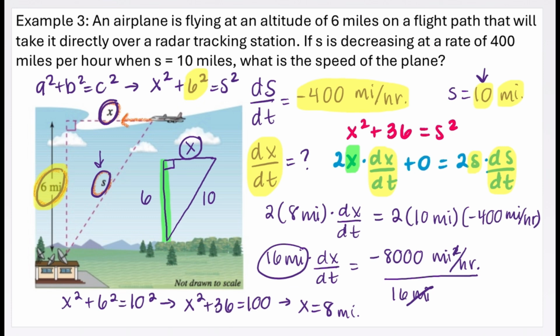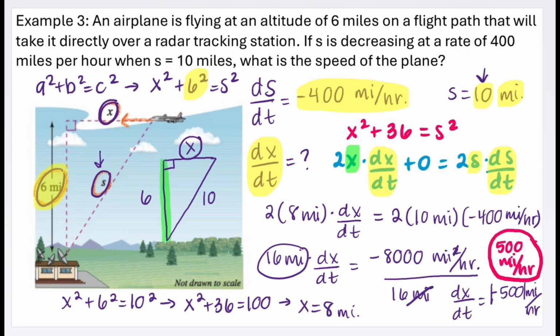So dx/dt equals negative 500 miles per hour, which means the speed is actually going to be the absolute value of that. So what is the speed of the plane? The speed of the plane is 500 miles per hour. So 500 miles per hour is going to be the speed of the plane.